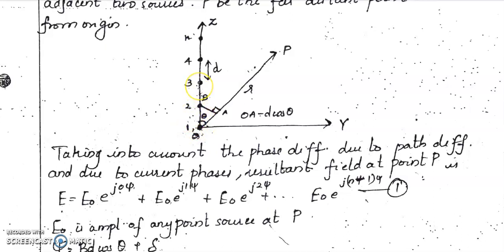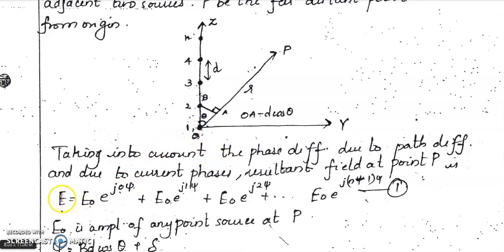If we consider the third source with respect to the origin or the first source, the phase difference is 2 psi. For the fourth source with respect to the origin, the phase difference is 3 psi. Like that, for the nth source, what is the phase difference with respect to the origin, where the first source is at the origin? That is n minus 1 psi. So add that phase difference also.